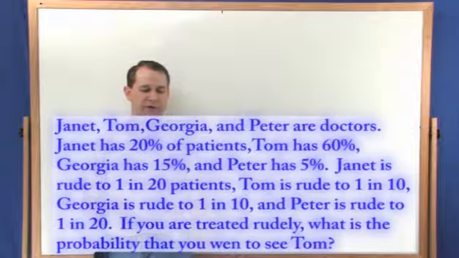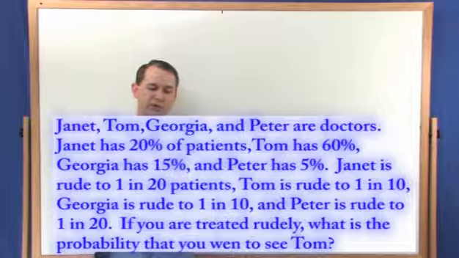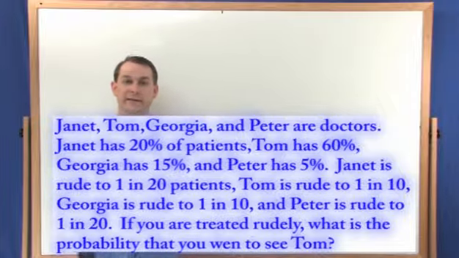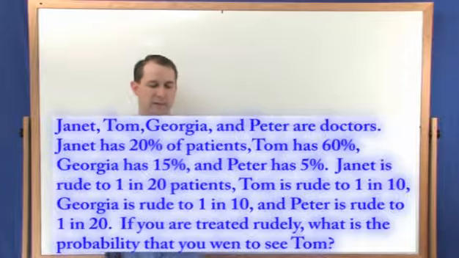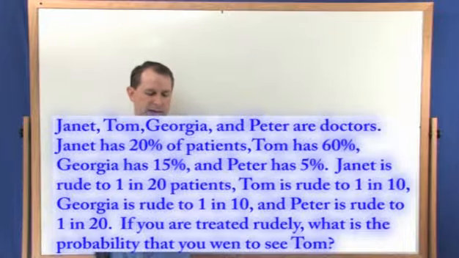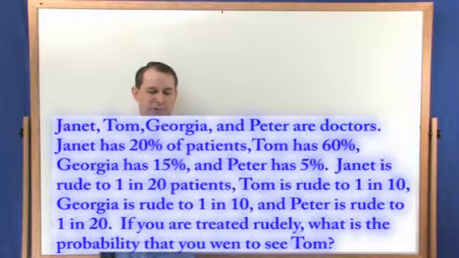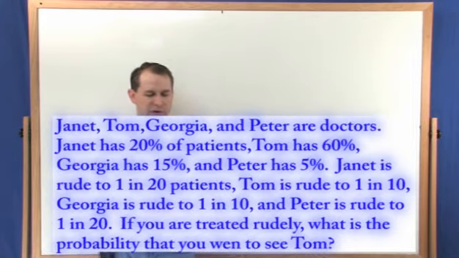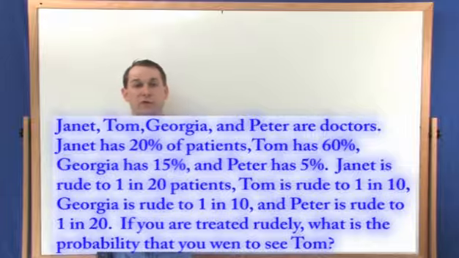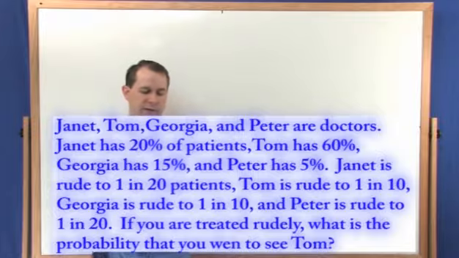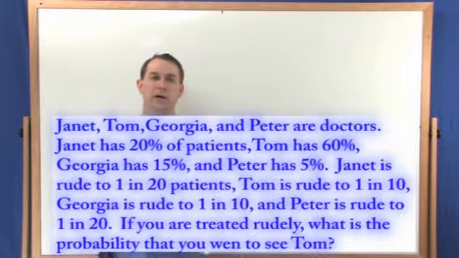Okay, the final problem says you have 4 doctors in your area. You have Janet, Tom, Georgia, and Peter. Janet has 20% of the patients in the area. Tom has 60% of the patients in the area. Georgia has 15% of the patients, and Peter has 5% of the patients. Janet is said to be rude to 1 in 20 patients. Tom is rude to 1 in 10. Georgia is rude to 1 in 10, and Peter is rude to 1 in 20. So the question is, if you go to the doctor and you're treated rudely, what is the probability that you actually went to see Tom as a doctor?